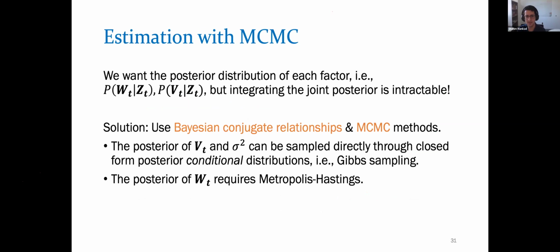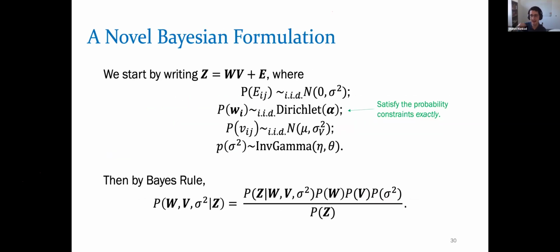So I will skip some of the details again on the actual estimation. From a statistical point of view, it's very standard stuff. We're using Metropolis Hastings and Gibbs sampling and stuff like that. Again, if you're interested, happy to chat more afterwards.